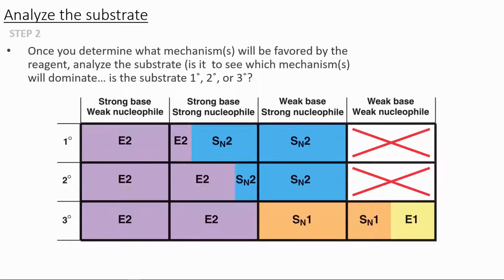During step 2, we're going to be looking at the structure of the substrate. Is it primary versus secondary versus tertiary? And then we can compare that information to the type of reagent that we have. And this will help us narrow down the potential reactions that can occur. Please keep in mind that in general, primary substrates are almost always going to be doing E2 and SN2 reactions unless they have the ability to rearrange. And tertiary substrates are often favored to do SN1 or E1 reactions. They can also do E2 reactions in the presence of a strong base, but they will never do SN2 reactions.